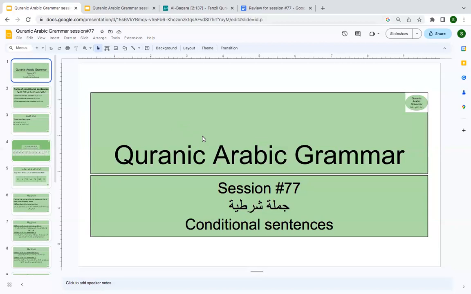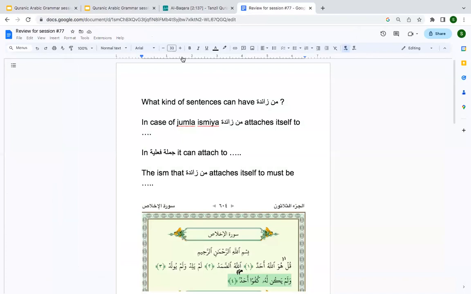Ameen ya Rabbal Alameen. So here we are with our session number 77. Alhamdulillah. And we are going to start inshallah our term number 3 inshallah biiznillahi ta'ala. And as always I am going to start today's session with the review inshallah. So let's see what we have learned in our previous session and how much have we really understood.